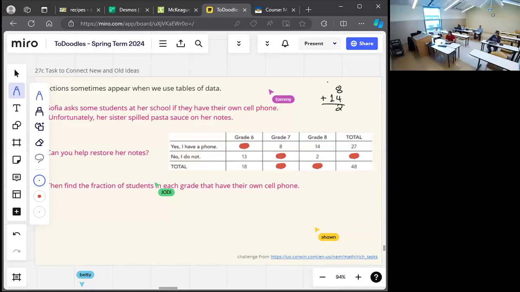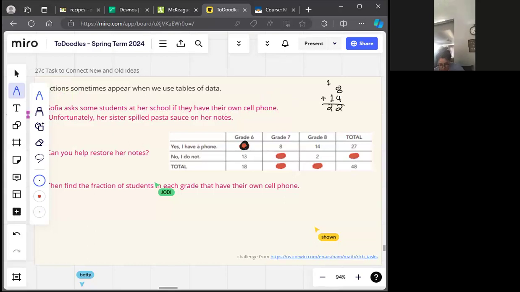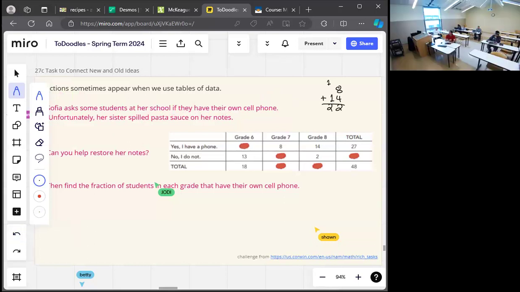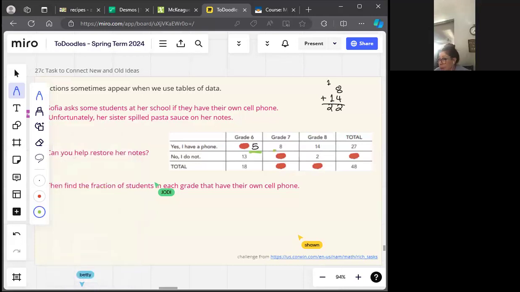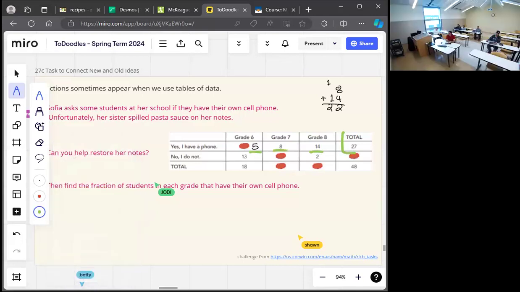Okay, so 8 and 14 is 22. How many more do we need to get to 27? So let's just keep counting. 23, 24, 25, 26, 27. It looks like I need 5 more. So this should be a 5, so that when I add them all up together, the 5 and the 8 and the 14 total 27.